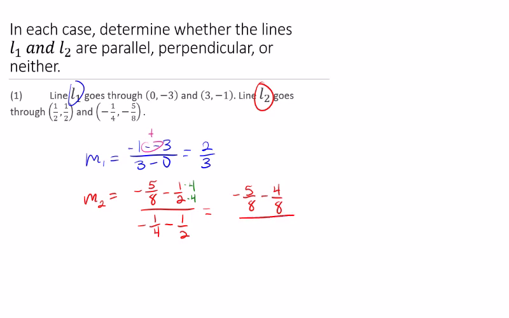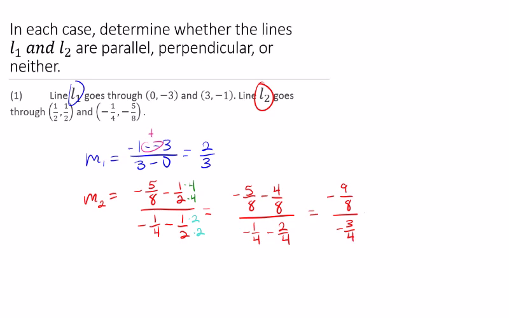And then on bottom, I'm going to multiply by 2 on top and bottom, right, to get a common denominator of 4. So that'll give me -1/4 minus 2/4. So on top, we'll get -9/8. On bottom, we'll get -3/4.